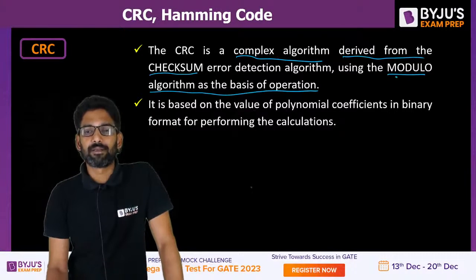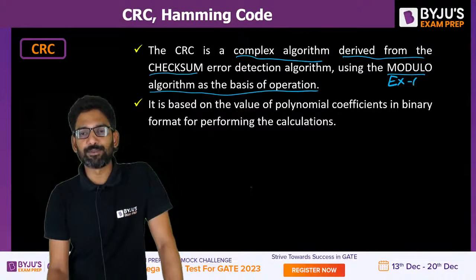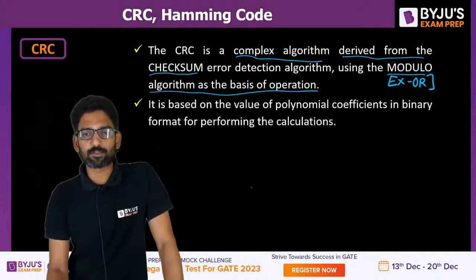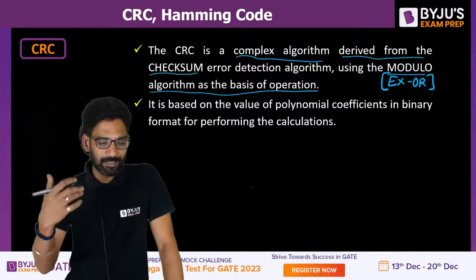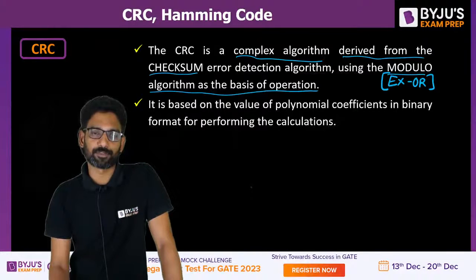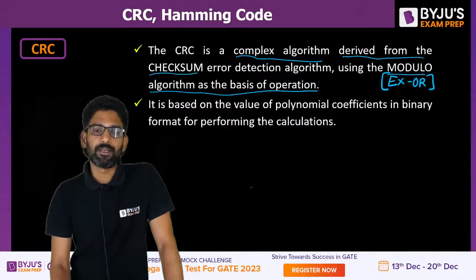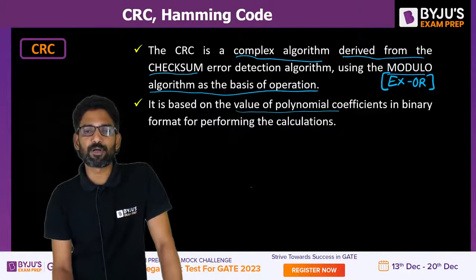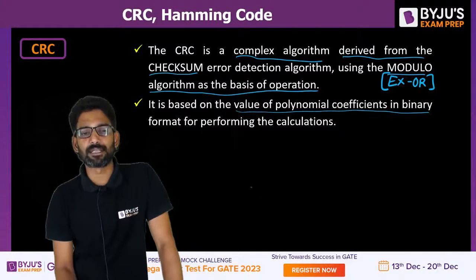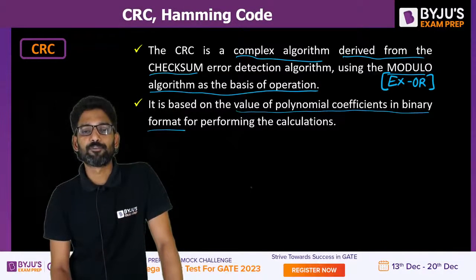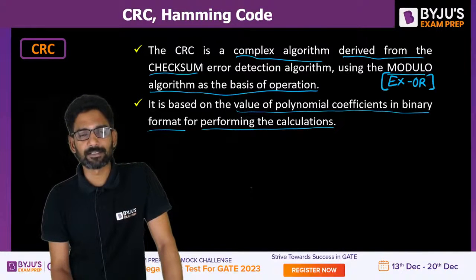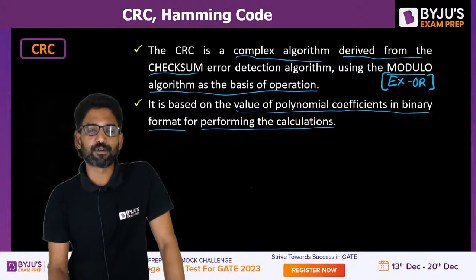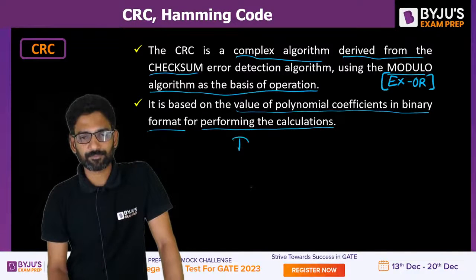Means, in the simpler sense, we perform XOR operation. We will repeatedly do XOR operation. It is based on the value of polynomial coefficients in binary format for performing the calculations. What it says is, it is basically based on the division process. How do you get the dividend?